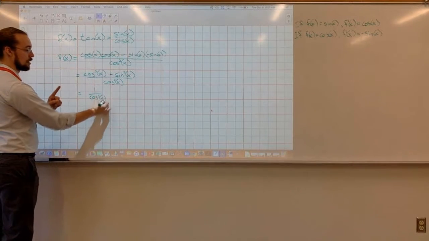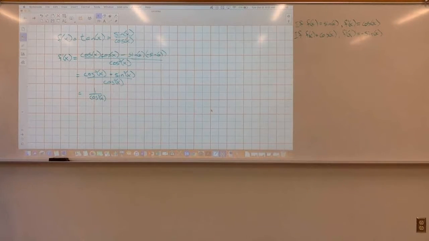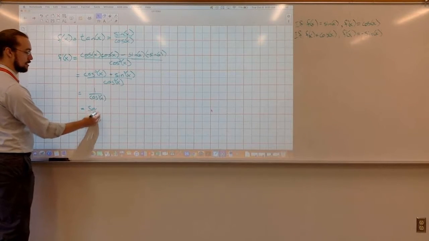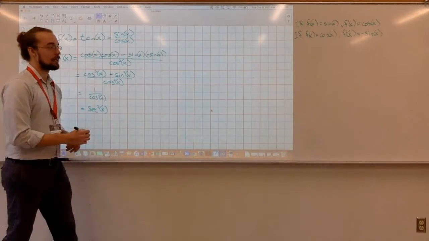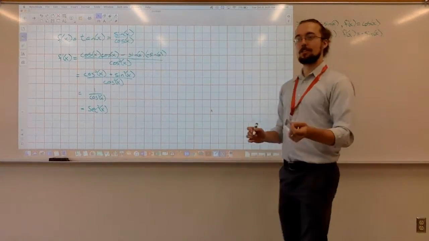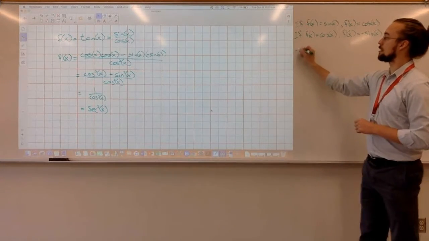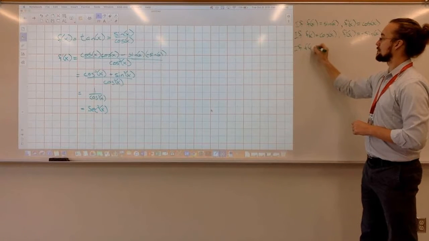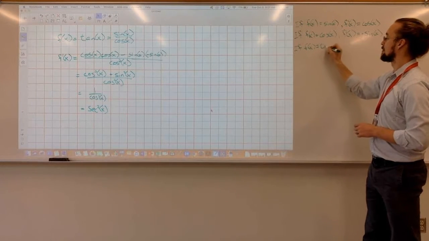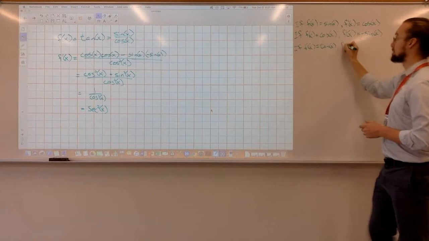I forget what that one is. I think I heard it. It's secant squared. Dang it, I was gonna get that. So the derivative of tangent is secant squared. So we just did all the work just to find out it was just secant squared. Yeah, so now I just have that memorized. Exactly.